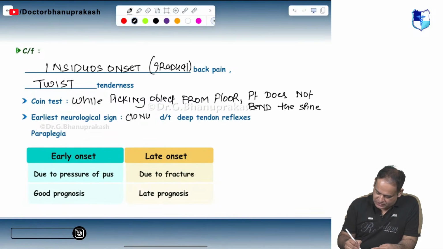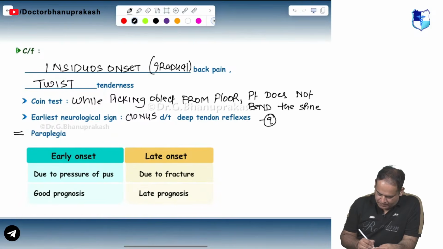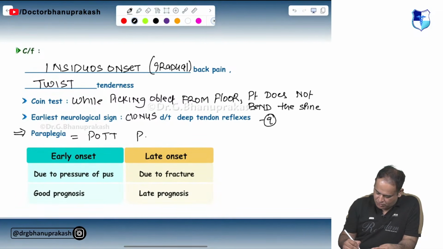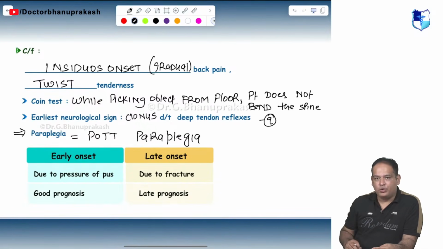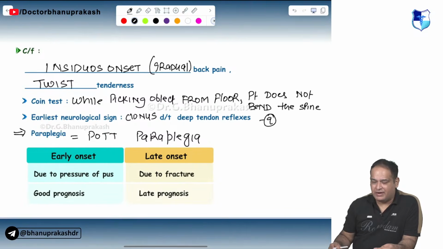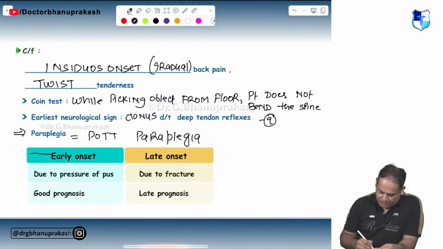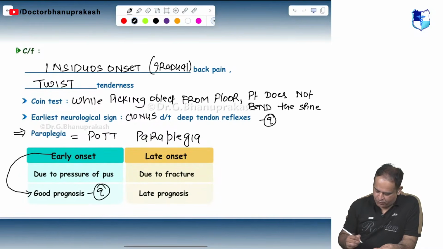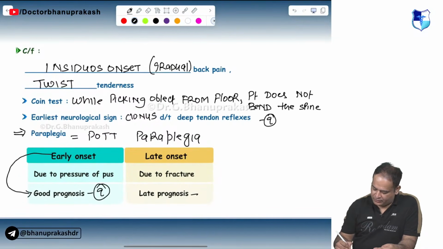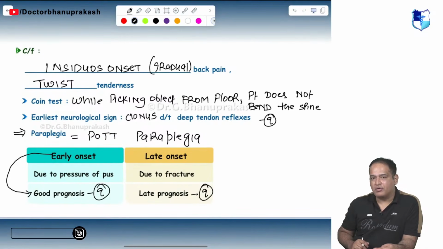Earliest neurological sign is clonus. Then your patient can develop paraplegia, also called as Pott paraplegia. Two types, early onset, late onset. So you need to remember that early onset has got good prognosis. Late onset has got poor prognosis.